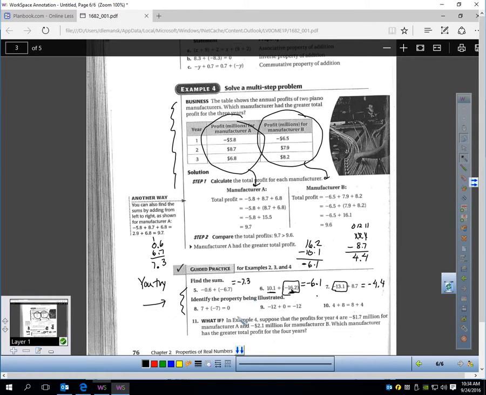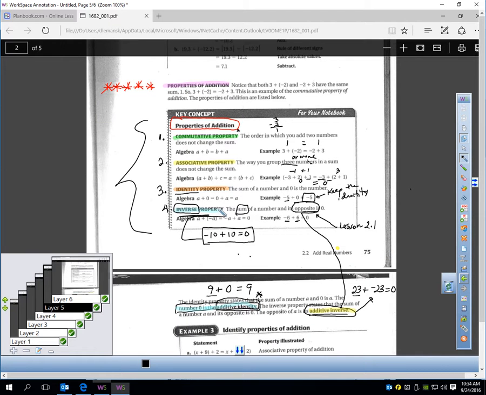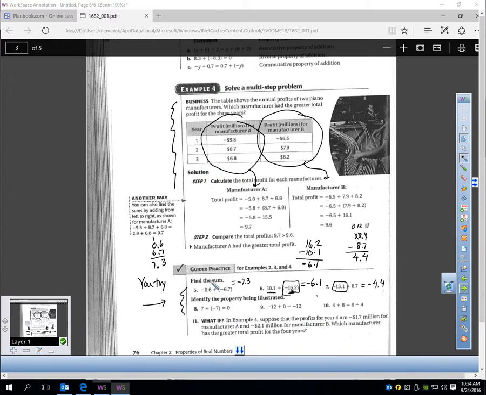What property is being illustrated? Okay, so when you look here, I'm adding opposites together. So when I look back at my list, and again, we want to remember the names for these. Is it clear? I just want to make sure. Is it clear why that's the inverse property? Okay, I'm adding inverses together. I'm adding additive inverses together. This is the inverse property of addition.